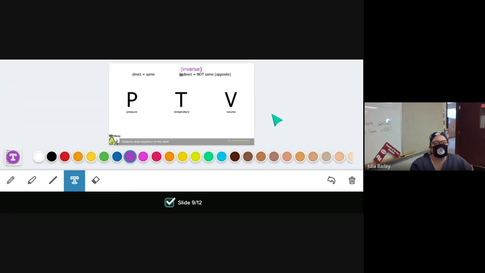You can have directly related or directly proportional things where they move in the same direction. I'm going to put this in the chat as well, and I highly advise you to copy and paste it into your own Pear Deck so you have it. Directly proportional means they increase or decrease in the same direction, either both going up or both going down. Inversely proportional means that they increase or decrease in opposite directions. If one goes up, the other goes down. They're always inverse, always indirect, always opposite.